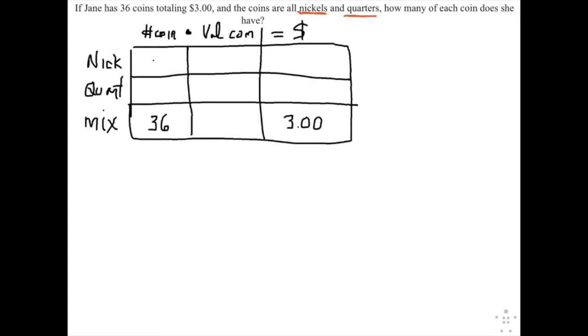So nickels could be N, quarters could be Q. The value of a nickel is 0.05. The value of a quarter is 0.25. For the mix, we don't have a single coin value because they're different values. Now across the top I have my equation, so I multiply the number of coins times the value. So this is 0.05N, N times 0.05, and the second one is 0.25Q. And just like mixture problems, the equations come down the first and the last columns.